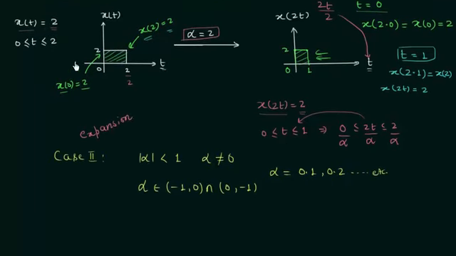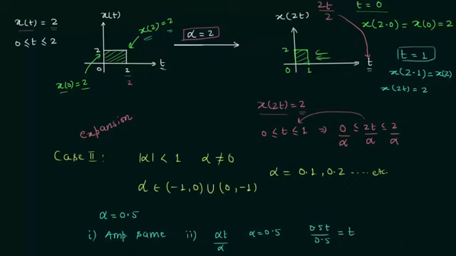Let's take the same signal as in case number 1 and alpha is equal to 0.5. The first thing is to keep the amplitude same. We will keep the amplitude same, and the second thing is to divide the alpha t axis by alpha. Here alpha is equal to 0.5, so we will divide 0.5 t by 0.5. This will give us t.